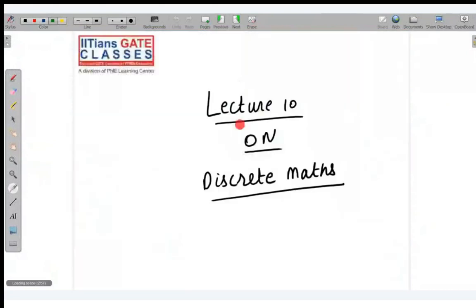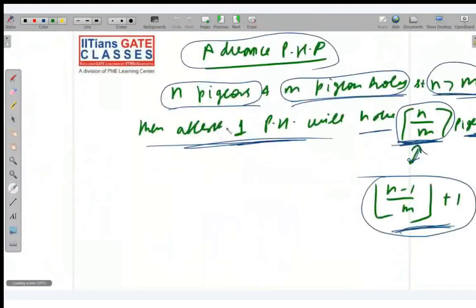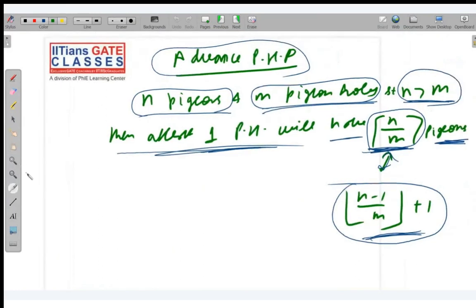Hello everyone, this is lecture 10 on discrete mathematics, and in the previous lecture we started the advanced pigeonhole principle and I gave you the formula. We have n pigeons and m pigeonholes. The condition is that n should be greater than m. If this is the case, then at least one pigeonhole will have ceiling of n by m pigeons. So n by m ceiling function or floor of (n minus 1) by m plus 1, they are one and the same thing. Numerically they are equal. In the GATE exam they can give any one of the formulas.